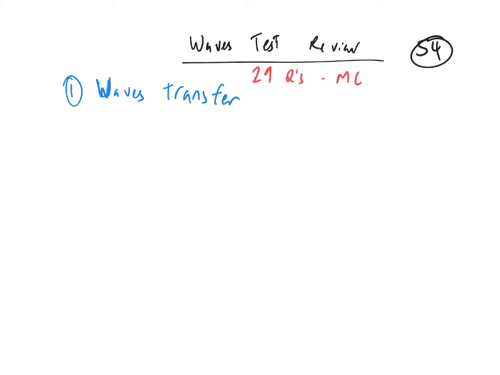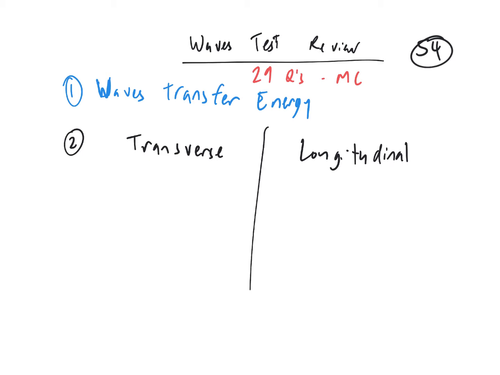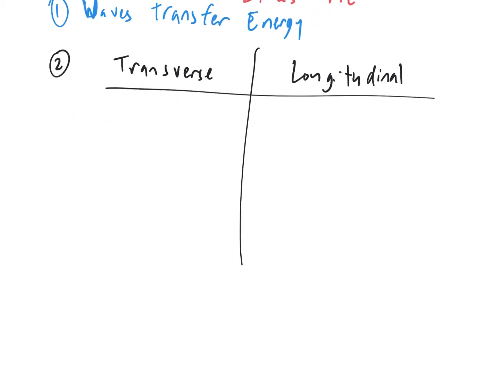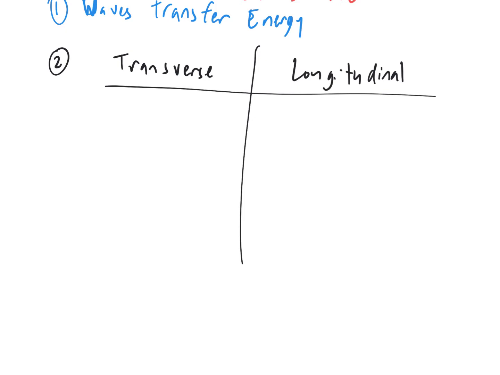Content-wise, our big takeaway from this unit is that waves are a form of transferring what? Energy. Waves transfer energy. And they can do that in two forms. They can do that through a transverse wave or through a longitudinal wave. There are 8 or so questions that go into the difference between transverse and longitudinal waves.